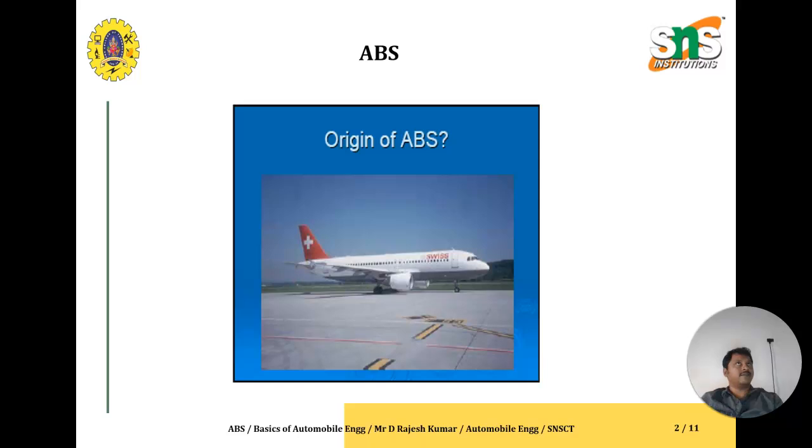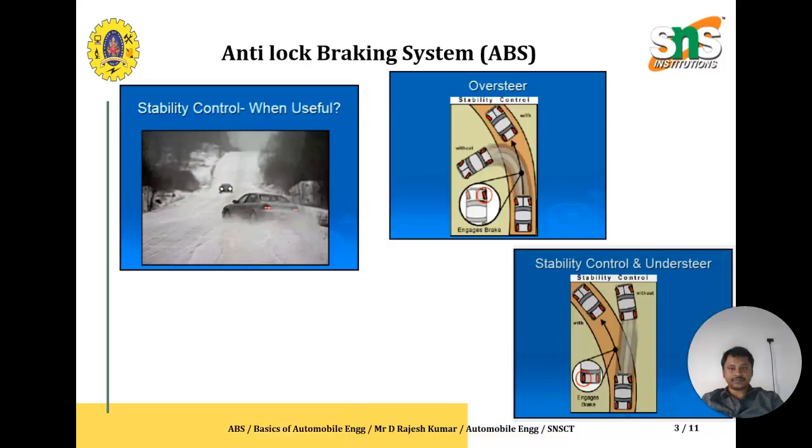place. The distance between applying the brake and the point where the entire aircraft is stopped was a very difficult thing in the olden days. So that is why the anti-lock braking system originated, especially for the aircrafts or aeroplanes.